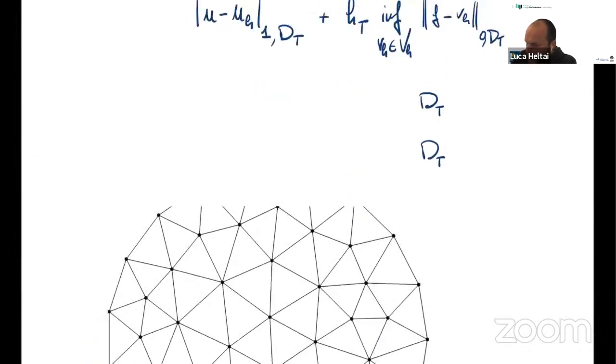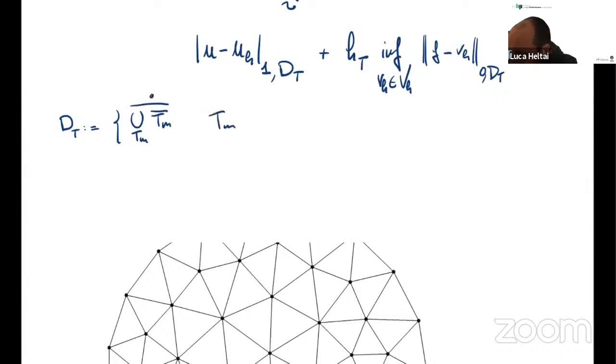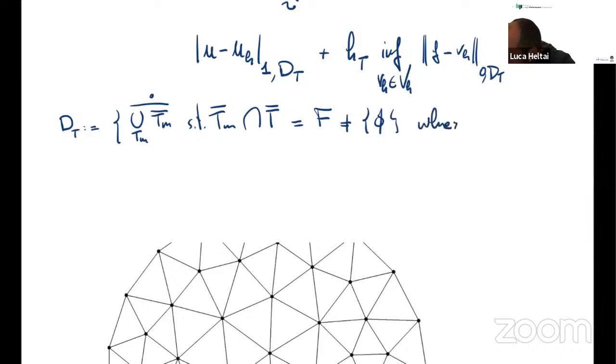Down here. Okay, so first, D_T is the union of all elements T_n, and the closure of that T_n, such that T_m intersected with T, the closures of this, is equal to F, different from the empty set, where dim F is equal to D minus 1.